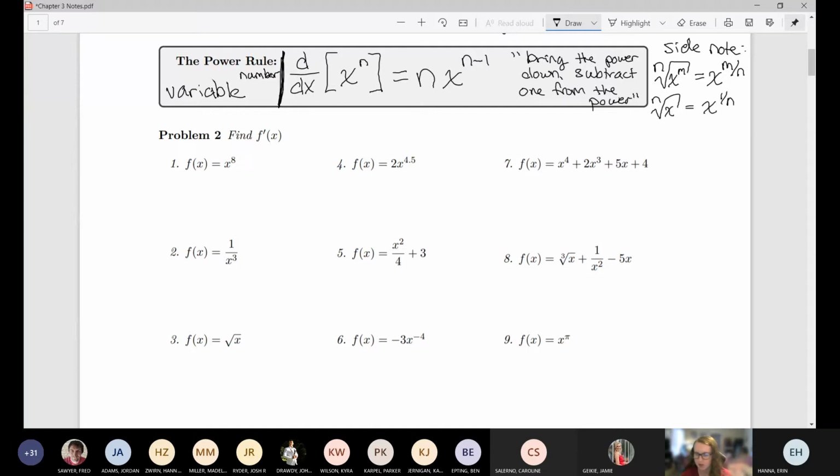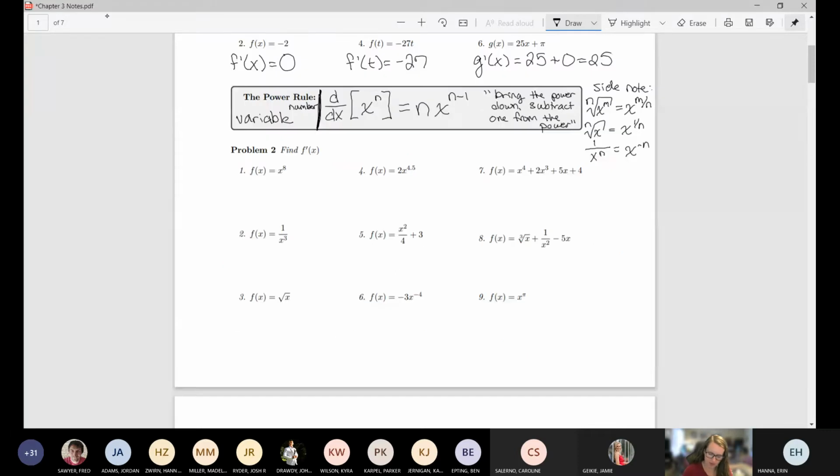So a square root becomes x to the 1/2, a cube root becomes x to the 1/3. And also, if you have 1 over x to a power, you can rewrite that as x to the negative that number power. We're going to have to use those every once in a while, because to use the power rule, it has to look exactly like this. It has to look like x to a power. It can't look like 1 over x to a power.